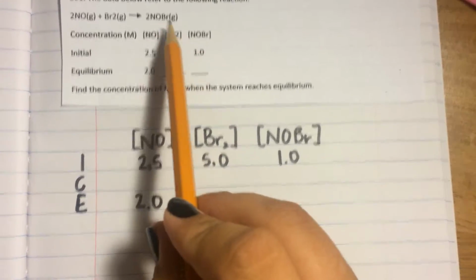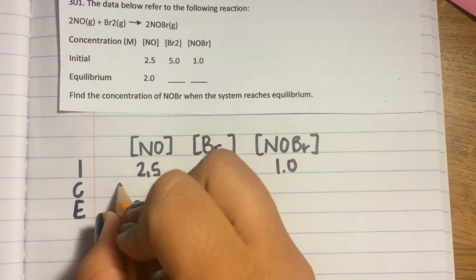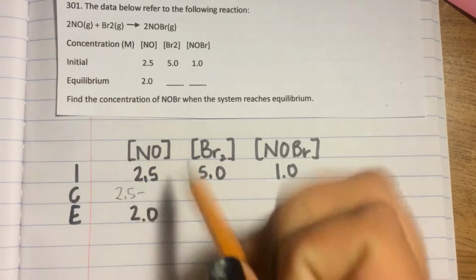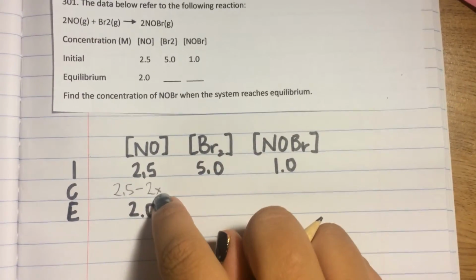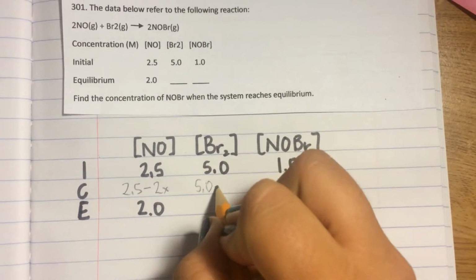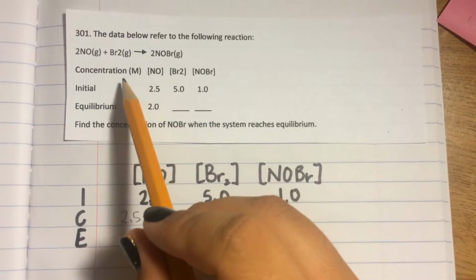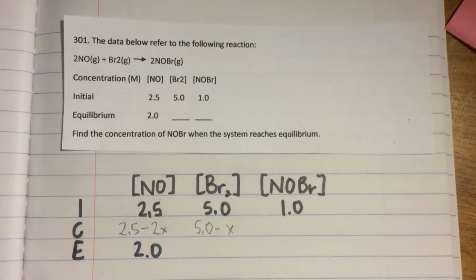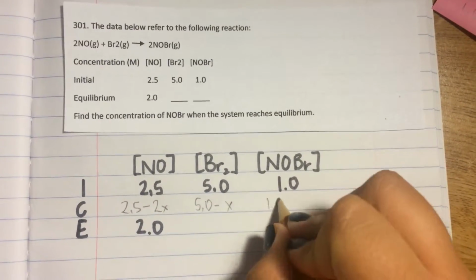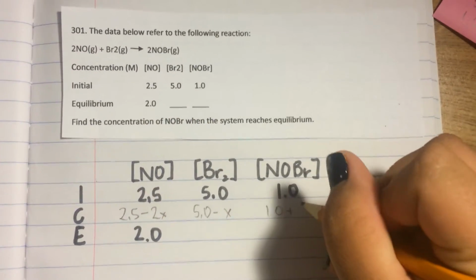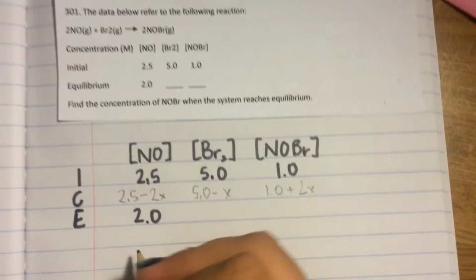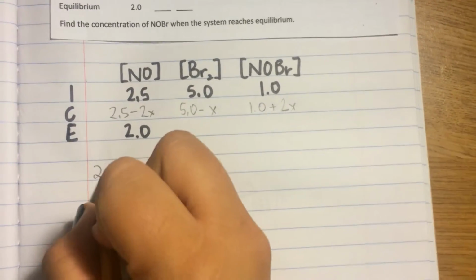product will gain something. So from 2.5, their change is going to be minus, I'm going to put a 2 here because of this coefficient, 2x. I don't know what exactly is being lost yet, but we'll find out. So then for this one, I have 5.0 minus x because there's only one bromine. And then for the nitrosyl bromide, we have 1.0 plus, because it's the product, 2x.